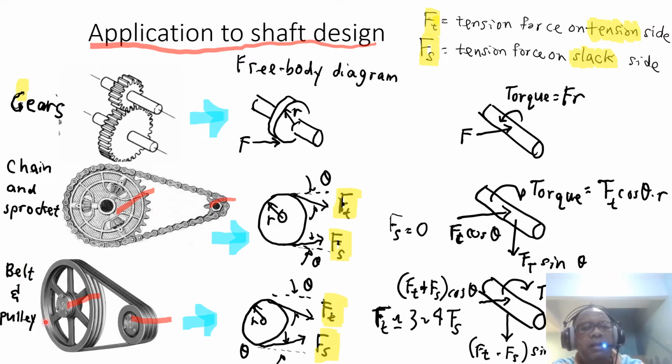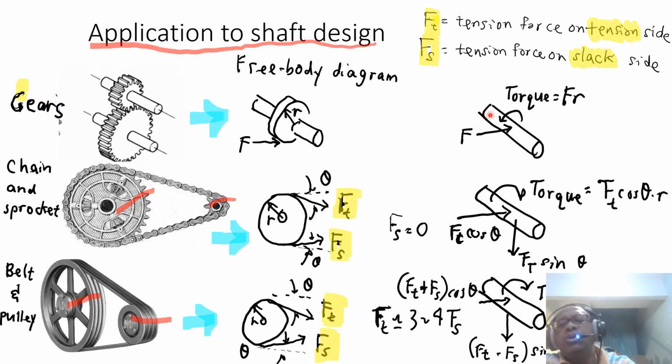And similarly for belt and pulley, we have a tension side and a slack side, and also at an angle. But for a chain, the assumption we usually make is that on the slack side, the tension is 0. Okay, on the slack side, the tension is 0. But on the pulley, you cannot make it 0. So there is a tension on the slack side, and the tension side is about 3 to 4 times more force than the slack side. This is just for design purposes.